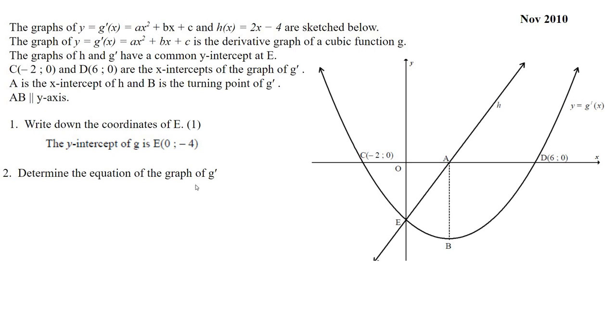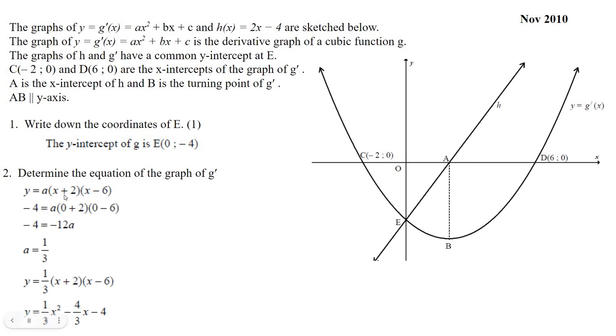The next one, what's the equation of g prime? Well, that's just a parabola problem. They've given you the x-intercepts, so you put in the x-intercepts. You don't know what A is, the thing that goes in front of the brackets, but that's how you get started. You build that equation. You've got minus 2, so x minus minus 2, x minus 6, times A.